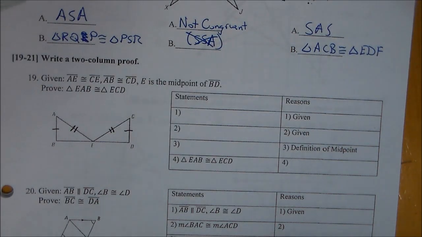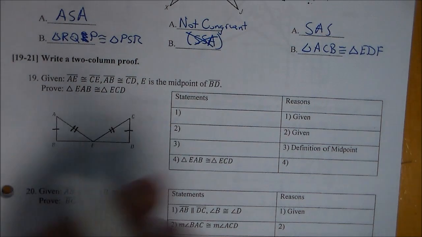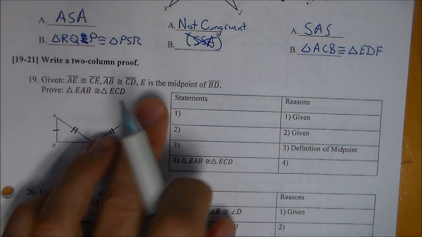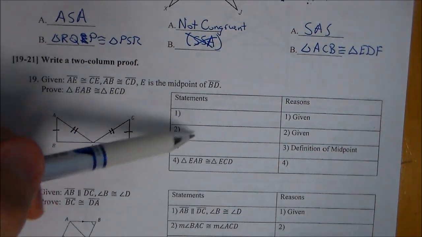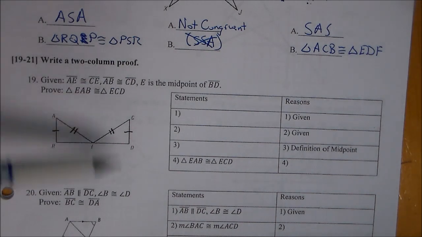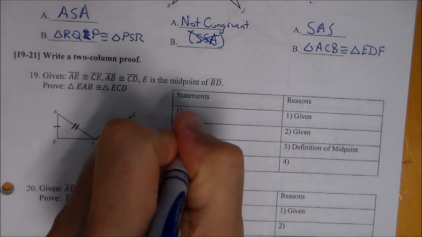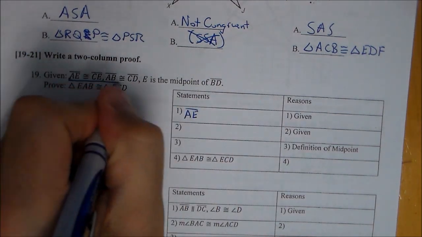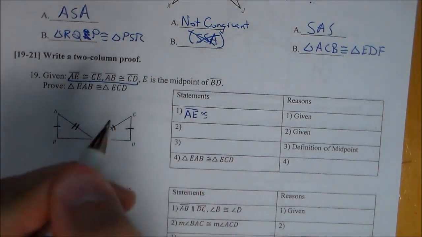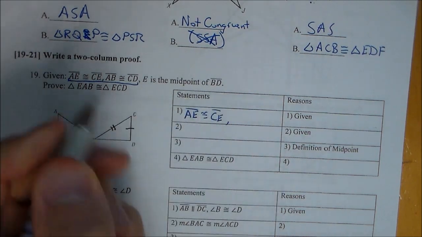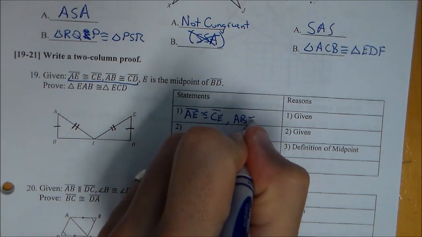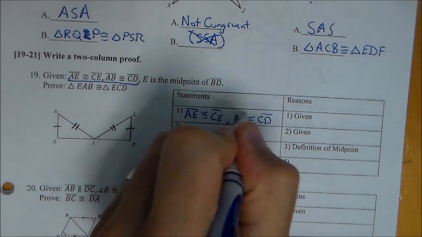Now we move on to filling in the proofs. For number 19, we're going to first write in the given statements that we have. Now, they did give us two spaces. We have three givens. If you write your own proofs out, you can do one statement for each, but it looks like they want us to say that AE is congruent to CE, and AB congruent to CD. That's our given.